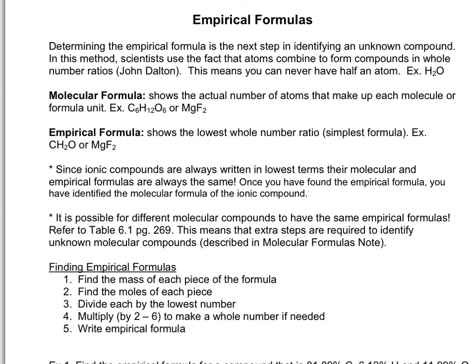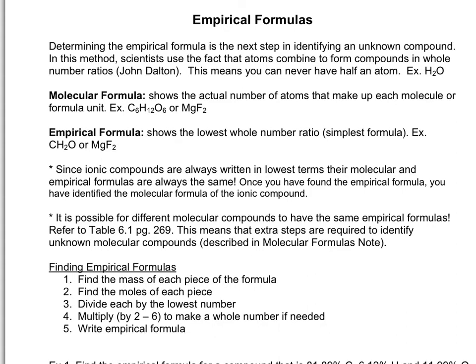In this method, scientists use the fact that atoms combine to form compounds in whole number ratios. This was first stated by John Dalton. This means all formulas must have whole numbers. You can never have a fraction of an atom included in a stable structure. For example, water is H2O, not H2.20.